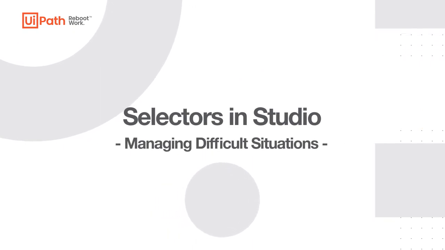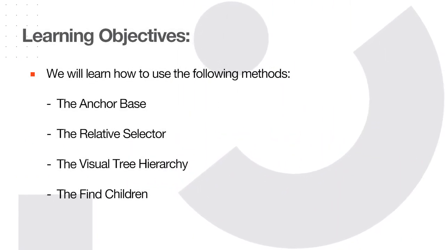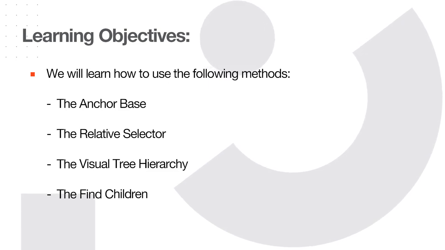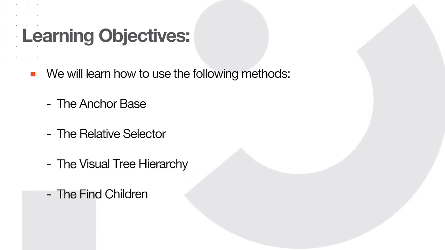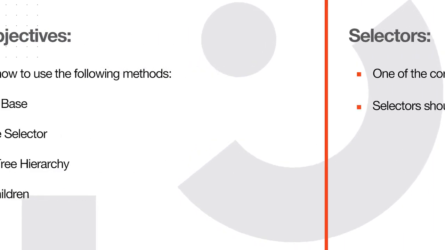Hello and welcome to this demo on managing difficult situations in which reliable selectors aren't automatically identified in the Studio. In this demo, we'll learn how to use the anchor base, the relative selector, the visual tree hierarchy, and the find children methods to improve the reliability of a selector.